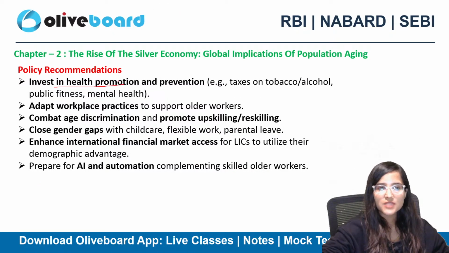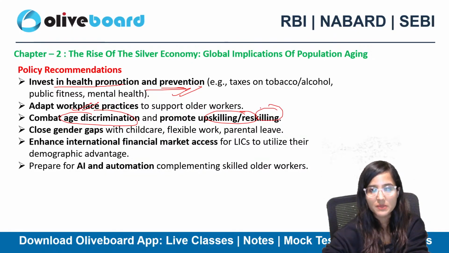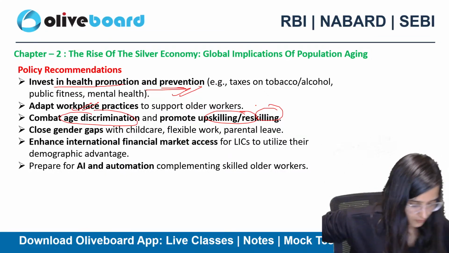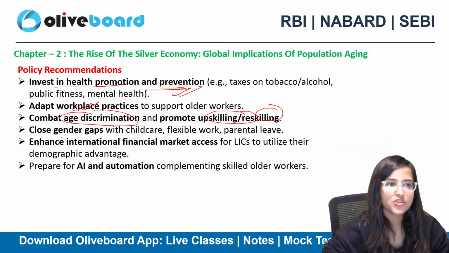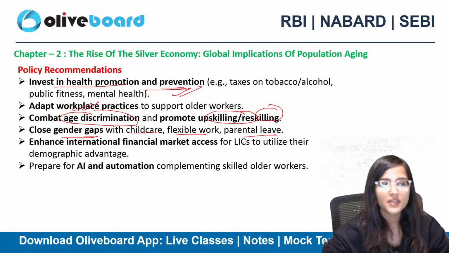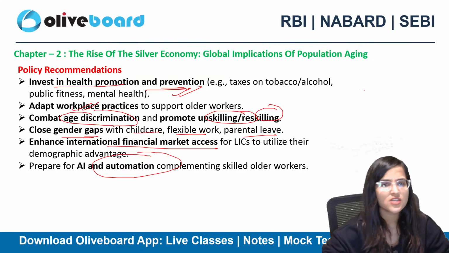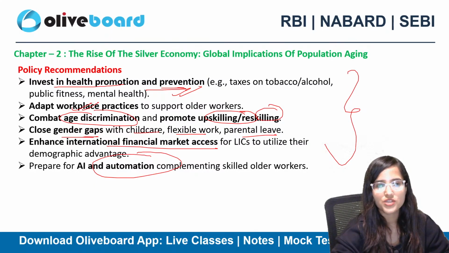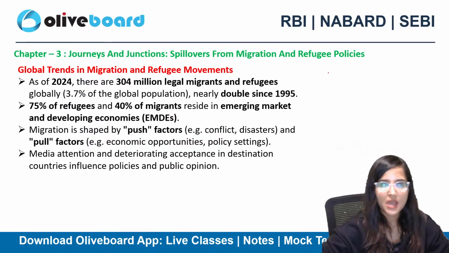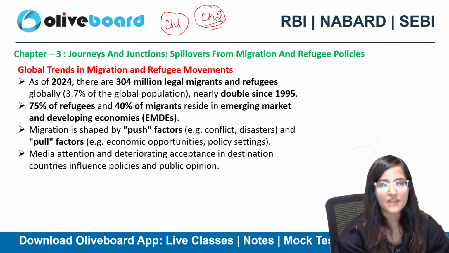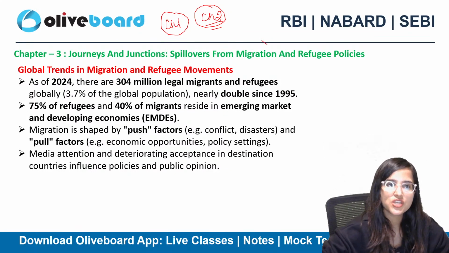Then invest in health promotion and prevention schemes, adapt workplace practices, combat age discrimination, promote upskilling, reskilling of the people so that they can still be relevant to the job market. Yes, Kaustav, it's enough. Okay, close gender gaps with childcare, flexible work, parental leave, enhance international financial market access, prepare for AI and automation. These are the basic, even you can write down these policy recommendations, right? Okay, so chapter 2 was related to your old age people. Chapter 1 related to your global prospects. Then we have chapter 3 which talks about migration and refugee policy.